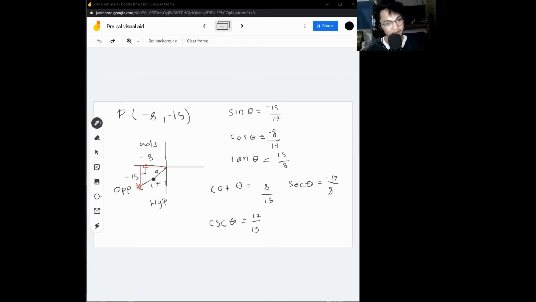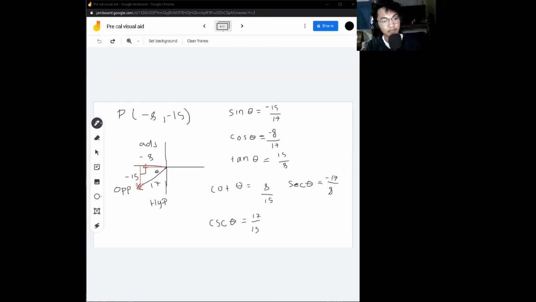So sine theta is going to be the opposite, which is negative 15, divided by the hypotenuse, and negative 8 is the adjacent side relative to theta. So sine theta is negative 15 over 17. Cosine theta, according to SOHCAHTOA, is going to be adjacent, which is negative 8 divided by the hypotenuse. And tangent theta is equal to the opposite side divided by the adjacent side. So the two negative signs will cancel, and we're just going to have 15 over 8. So keep in mind, in quadrant 3, tangent is positive, but sine and cosine will be negative.